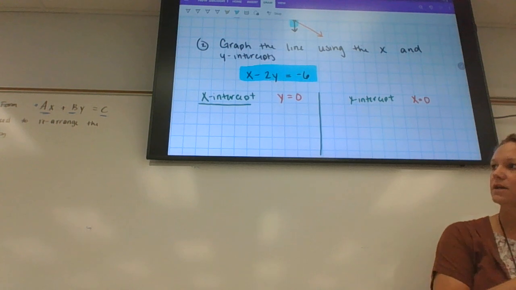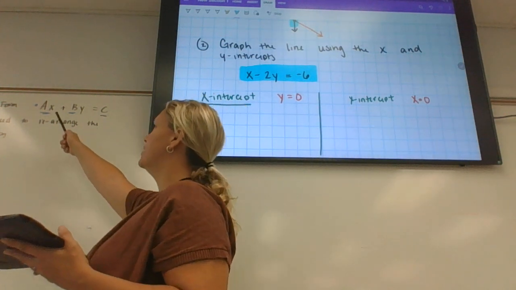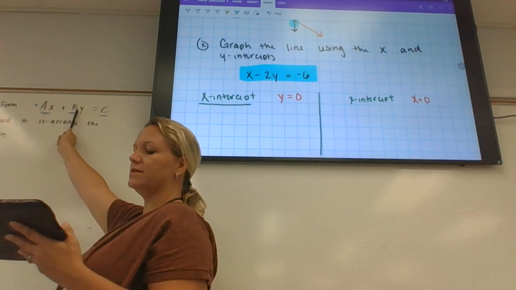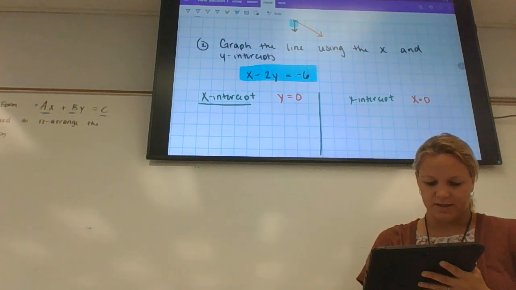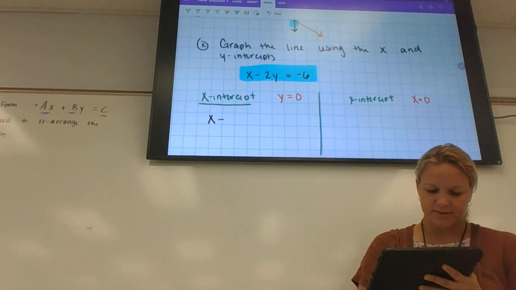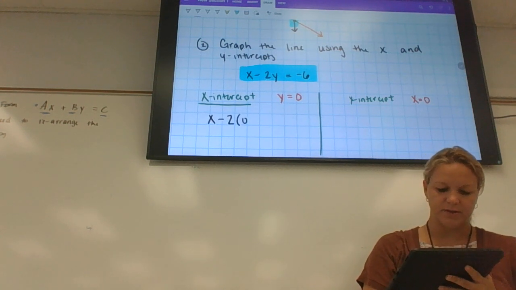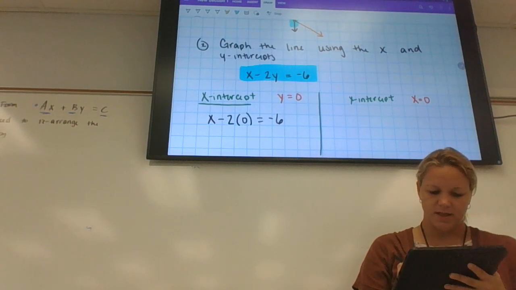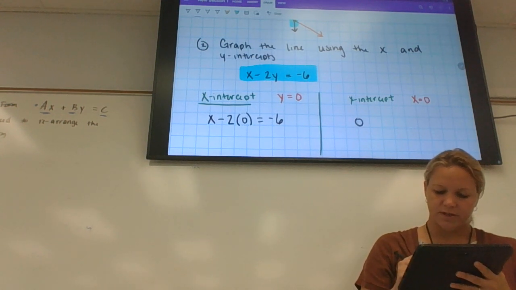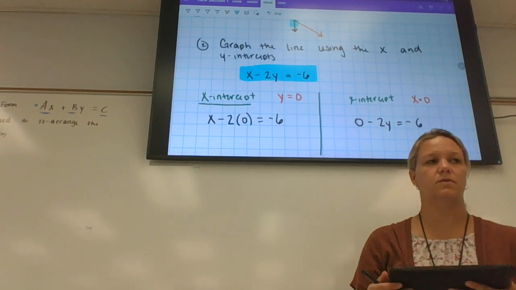This is a standard form linear function of x and y on the same side, and they equal a constant. You have to plug in. So it would be x minus 2, and instead of y, we're going to put 0. That's going to lead us toward the x-intercept. And then we'll do that again, but we'll do 0 minus 2y equals negative 6, and solving that will lead us to the y-intercept.